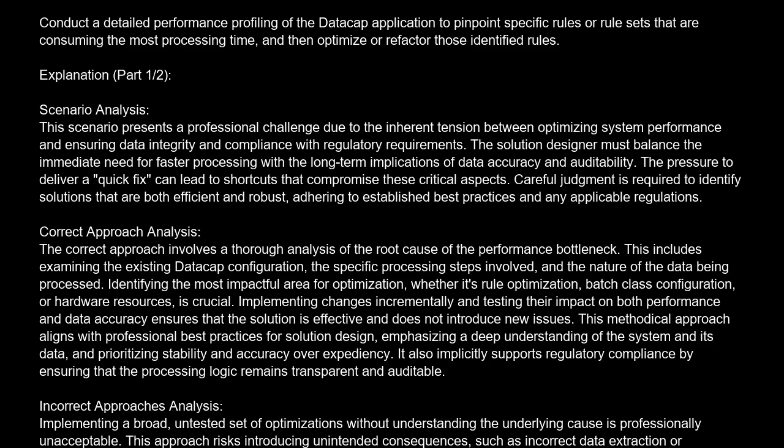This methodical approach aligns with professional best practices for solution design, emphasizing a deep understanding of the system and its data, and prioritizing stability and accuracy over expediency. It also implicitly supports regulatory compliance by ensuring that the processing logic remains transparent and auditable.